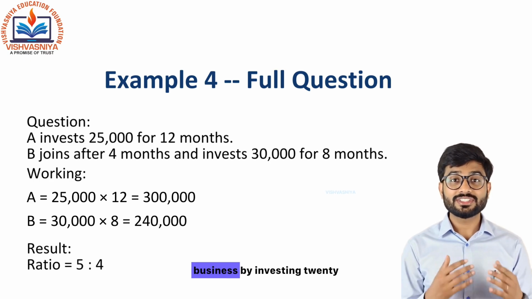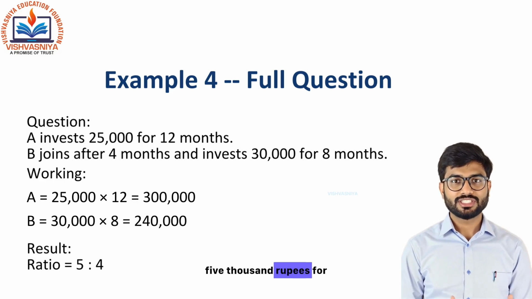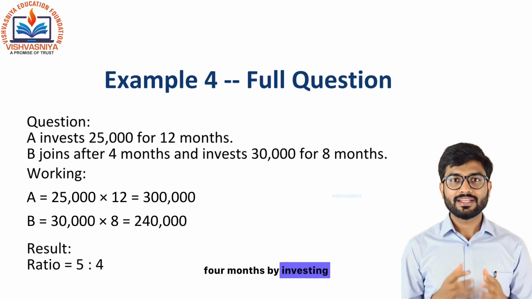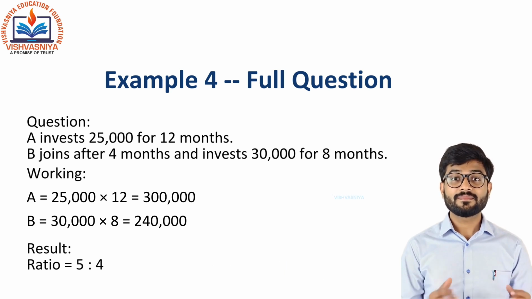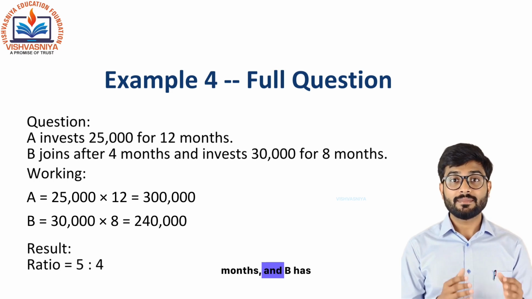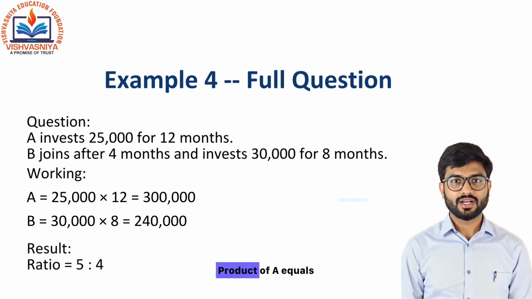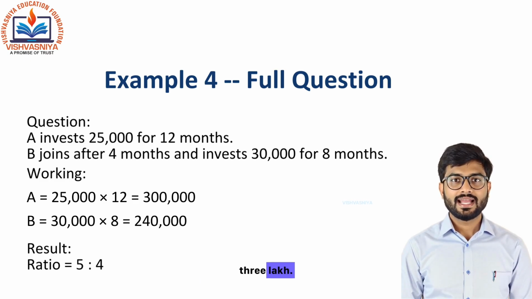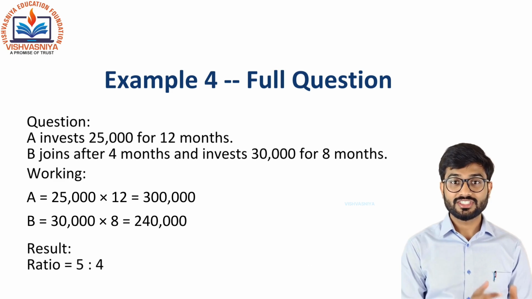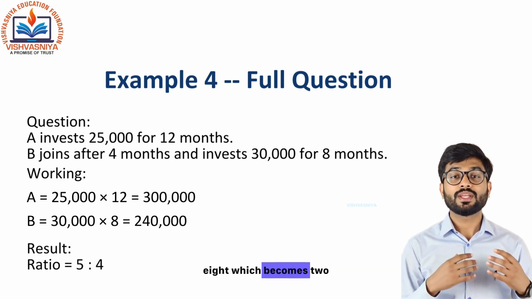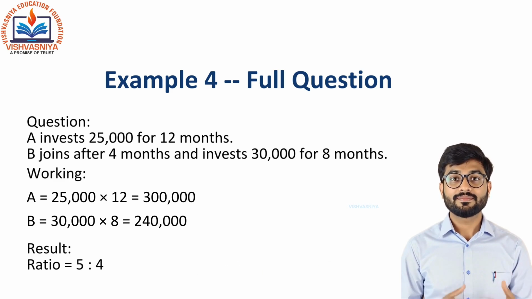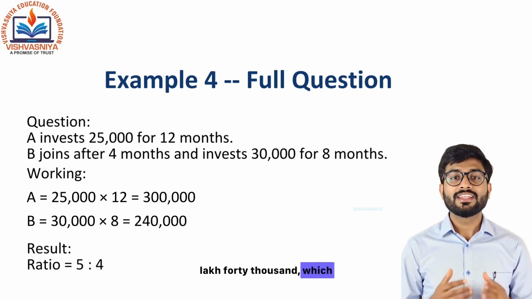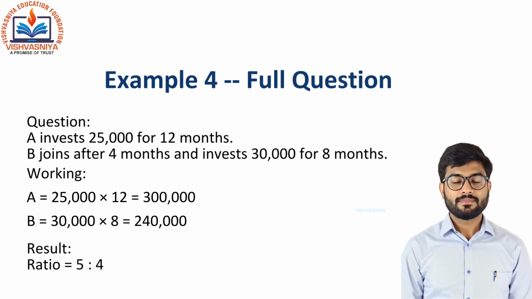Partner A starts the business by investing 25,000 rupees for the full 12 months. Partner B joins after 4 months by investing 30,000 rupees. So A has 12 months and B has 8 months. Product of A equals 25,000 multiplied by 12, which becomes 3 lakh. Product of B equals 30,000 multiplied by 8, which becomes 2,40,000. Thus, the ratio equals 3 lakh ratio 2,40,000, which simplifies to 5:4.